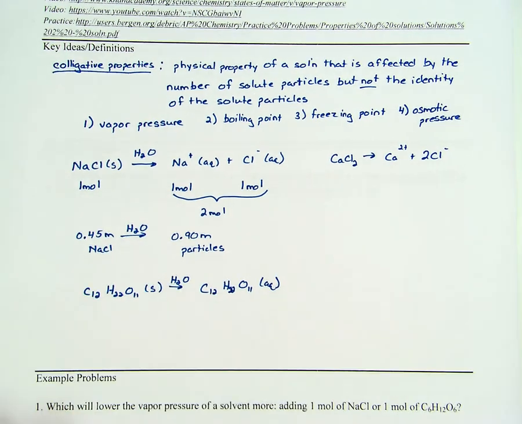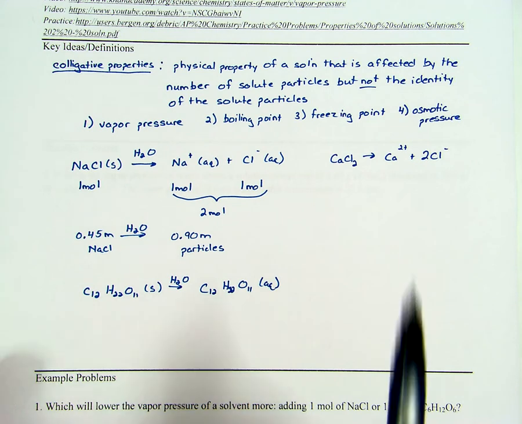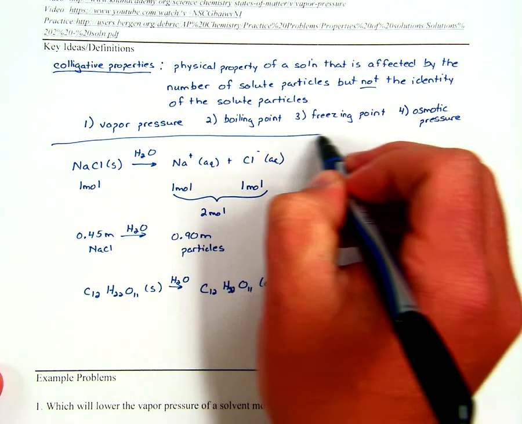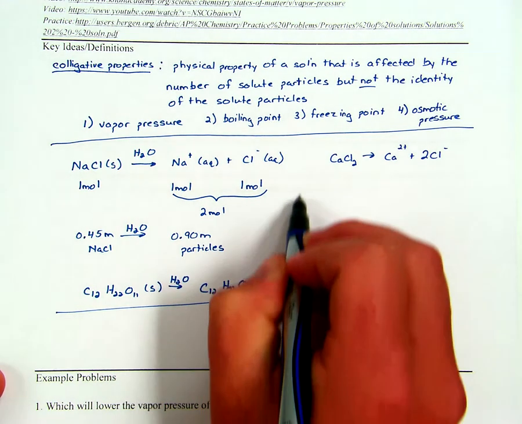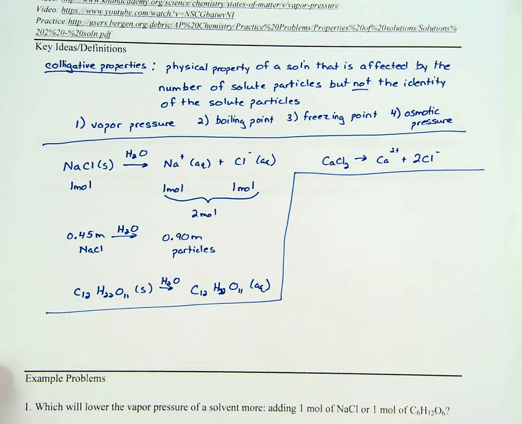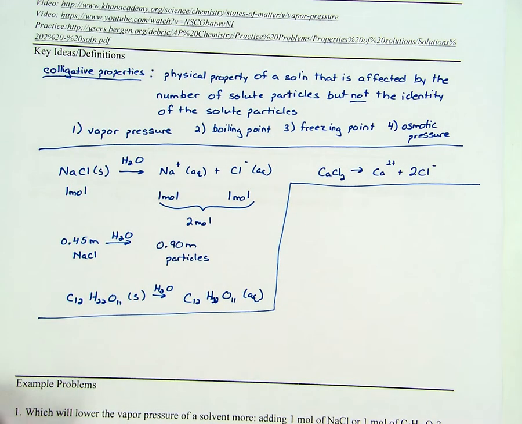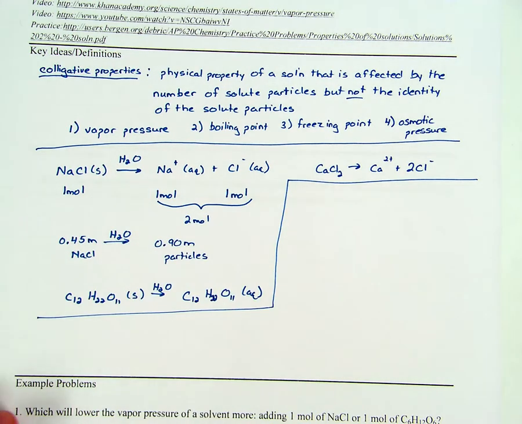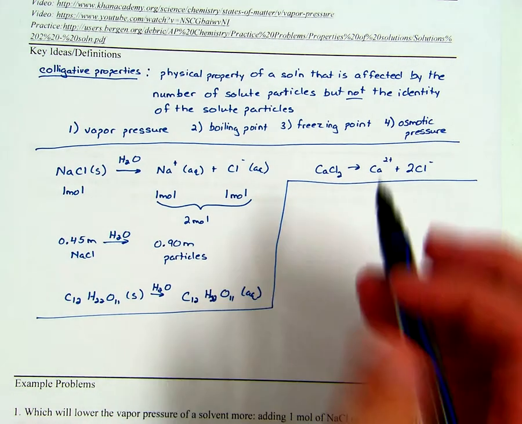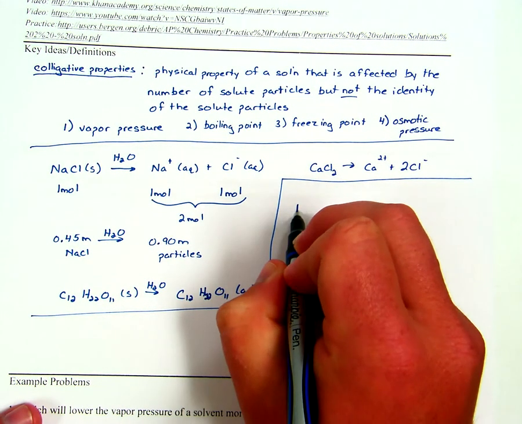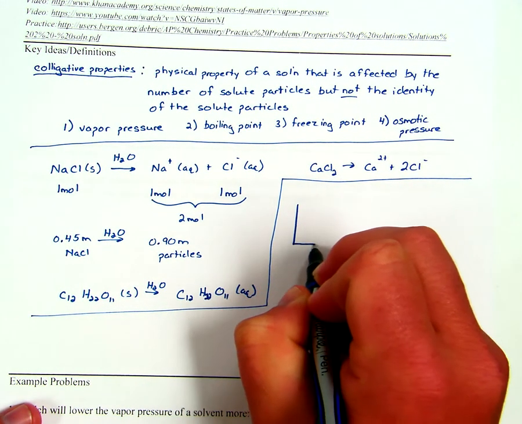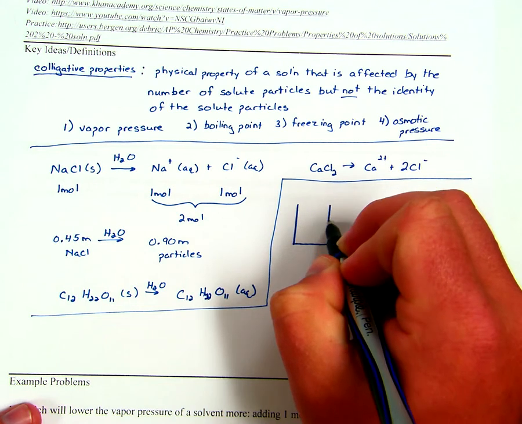Alright, the first colligative property, and really the one we're going to focus on in this video, is vapor pressure. And what happens to vapor pressure whenever we dissolve a solute in a solvent? Recall from last year, we learned about this a little bit, that vapor pressure is something that we can measure and discuss for a liquid.